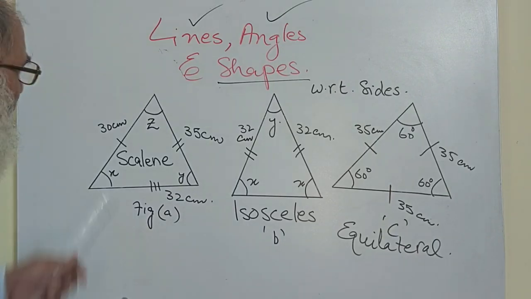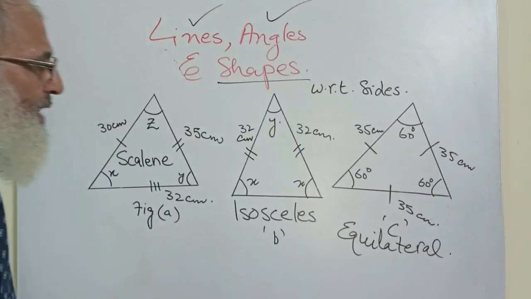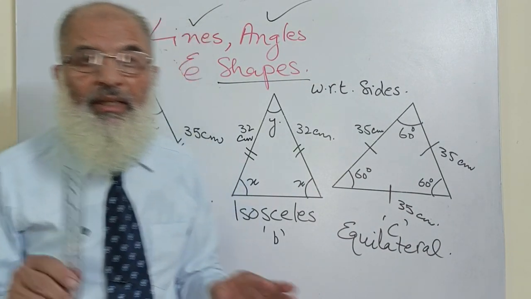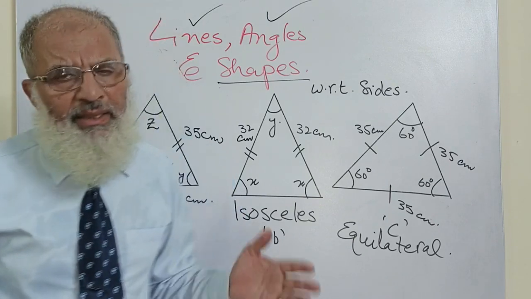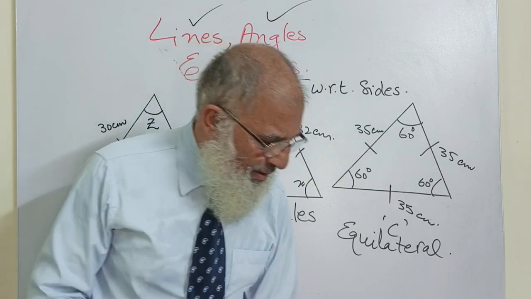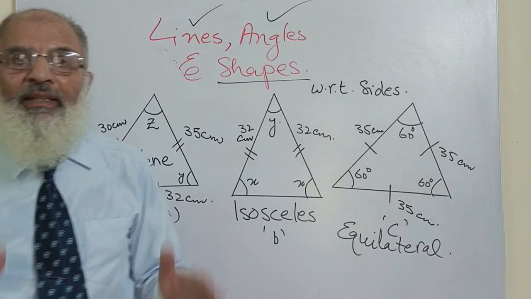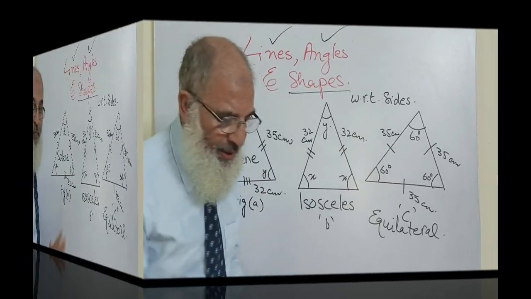Now these are the three kinds of triangle with respect to their sides, and we have already studied the triangles with respect to their angles. Just recap them for your knowledge, and those are acute angle triangle, right angle triangle, and obtuse angle triangle. We have already studied that.